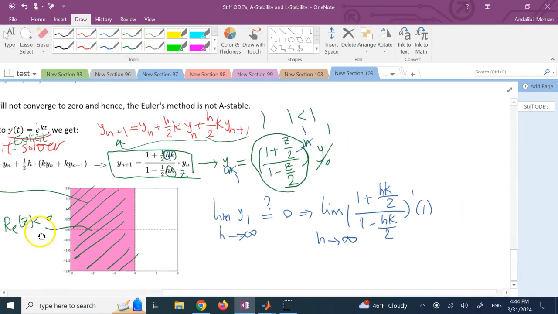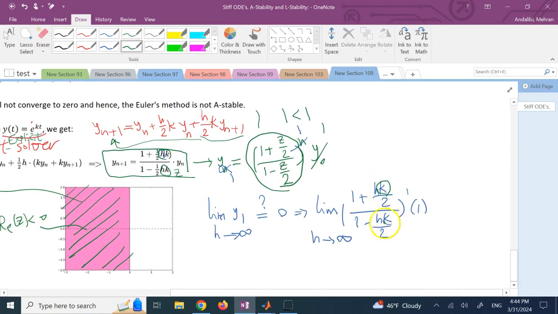And is this going to 0 for any k for which the real part of it is negative? The answer is, when h is very large, the one term is negligible compared to that, and so you get (k/2) divided by (negative k/2), so you get a negative 1, basically. And clearly this is not equal to 0. So this method is not L-stable. Okay, it is A-stable, but clearly not L-stable.